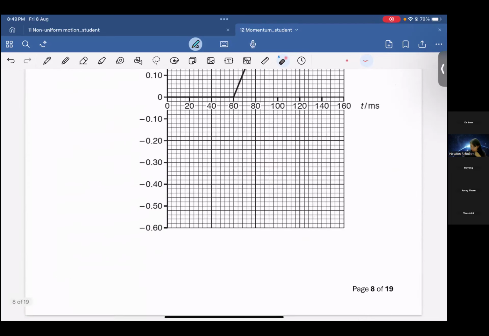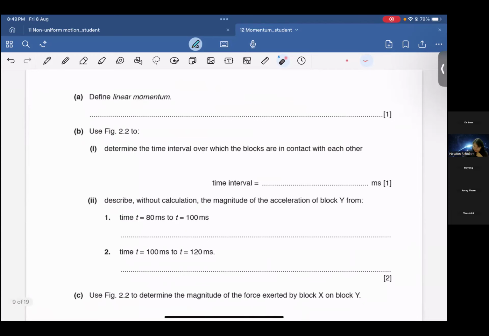Okay, we look at the next question. Define the linear momentum, easy lah. Product of mass and velocity. Use the formula, no need to memorize. P equals M times V. M times V, meaning product.